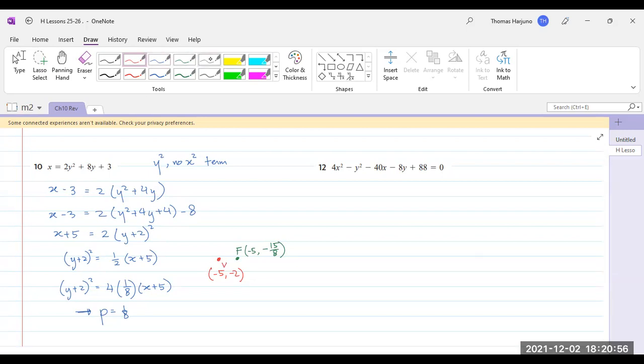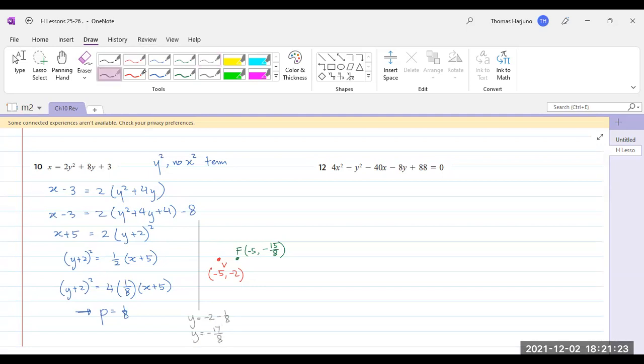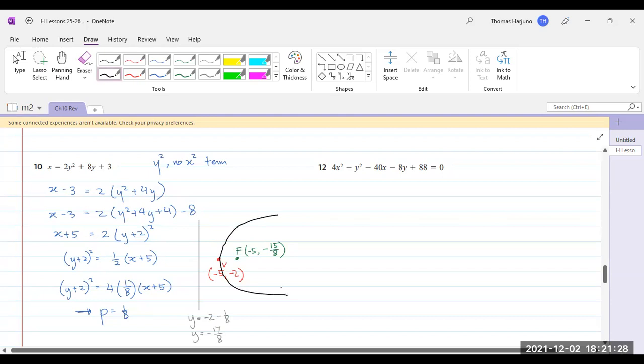Okay, and the directrix will be the same distance from the vertex as the focus, but on the opposite side. Okay, the directrix is x equals -5 minus 1/8. That is -41 over 8. Now, the parabola will look like this. Okay, the parabola will look like that.